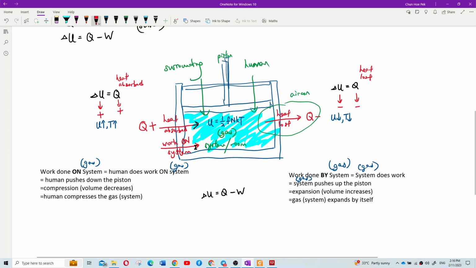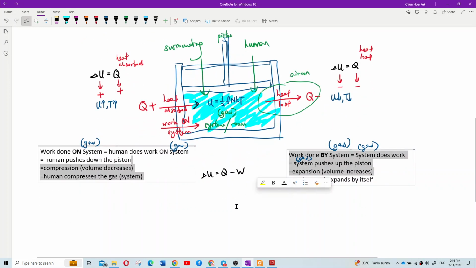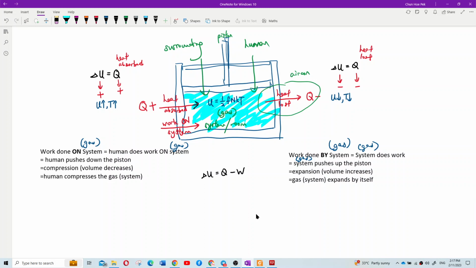Don't believe me, class? Let's check the first law of thermodynamics. Hold on a second. Okay, let me write it down. Delta U equal to, let's say only have W. Wait, what's the formula again?